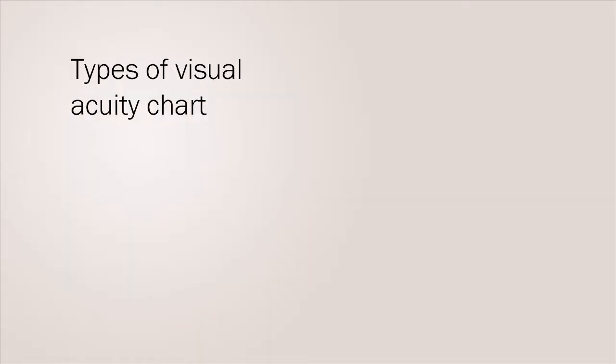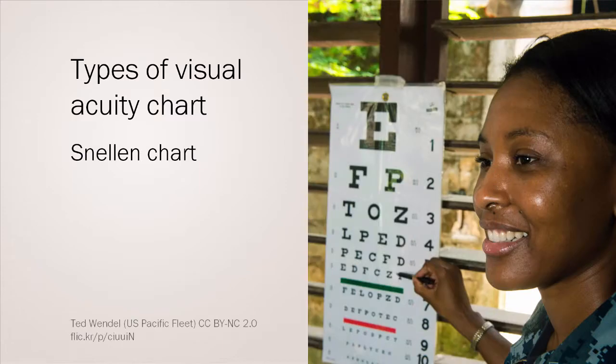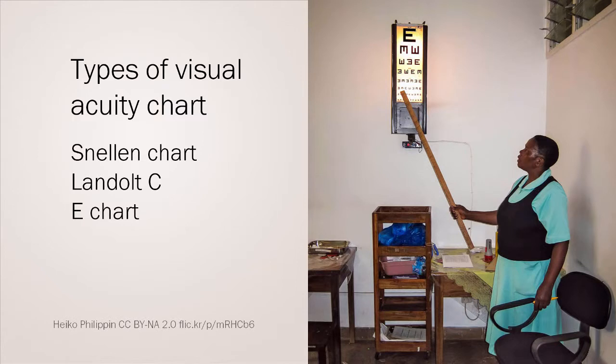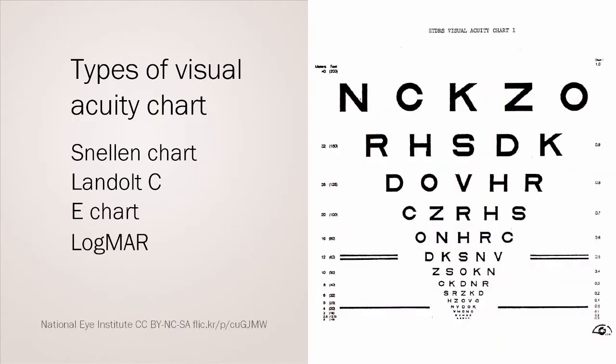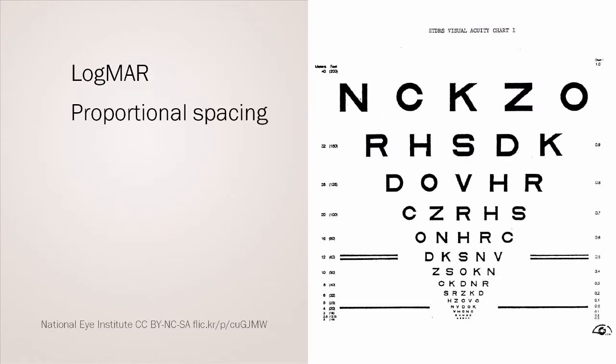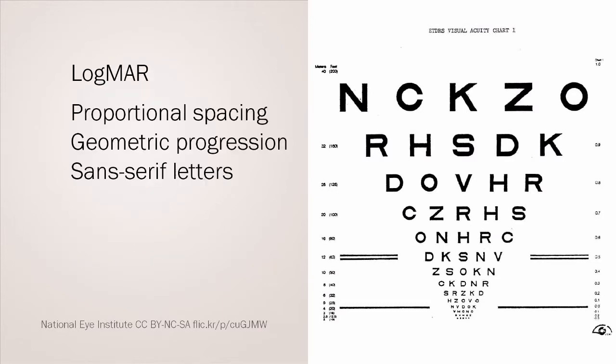Various charts are used across the world. The most commonly used are the Snellen chart, Landolt C, E chart, and the LogMAR chart. The characters on the charts, known as optotypes, are arranged in a standardized way to test distance vision. The most recent arrangement is the LogMAR chart. This is based on proportional spacing, geometric progression, sans-serif letters, and 5 letters to each line.